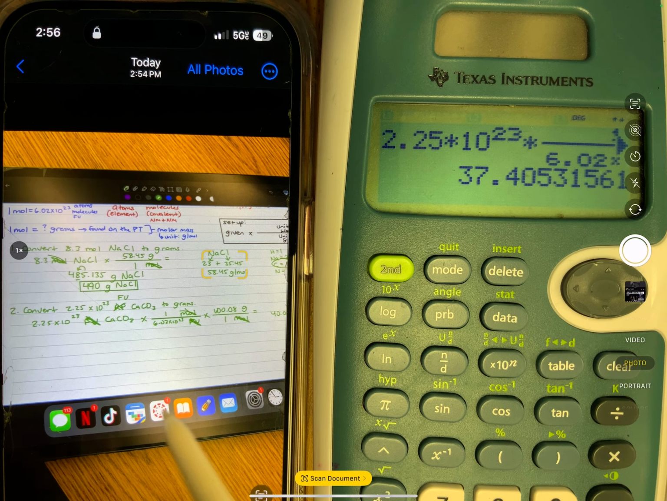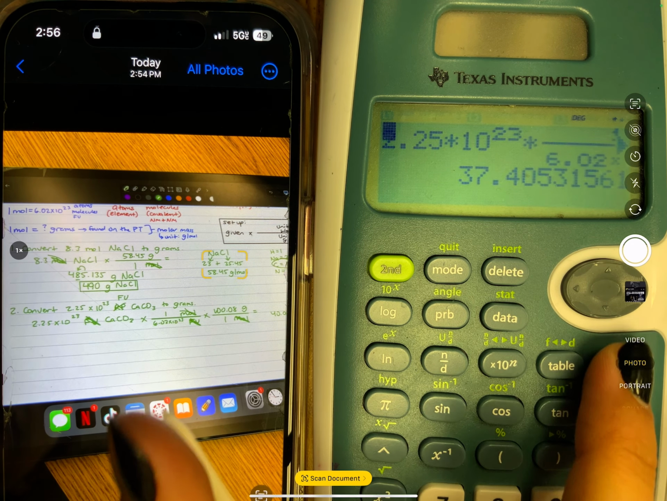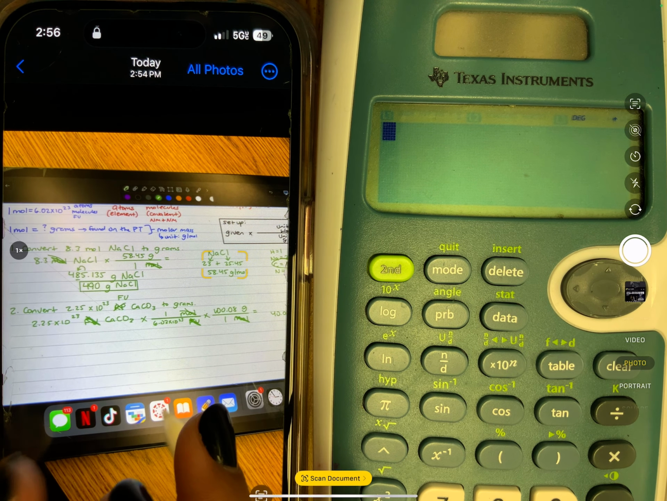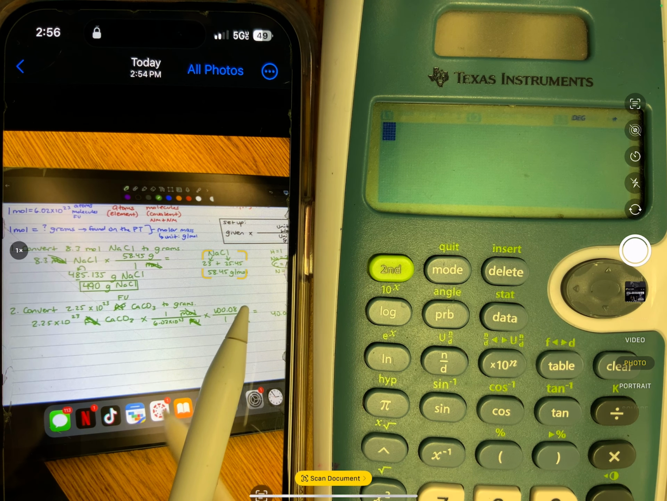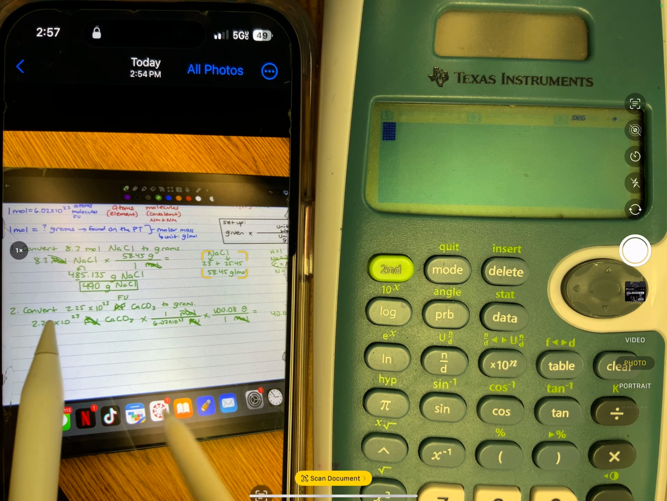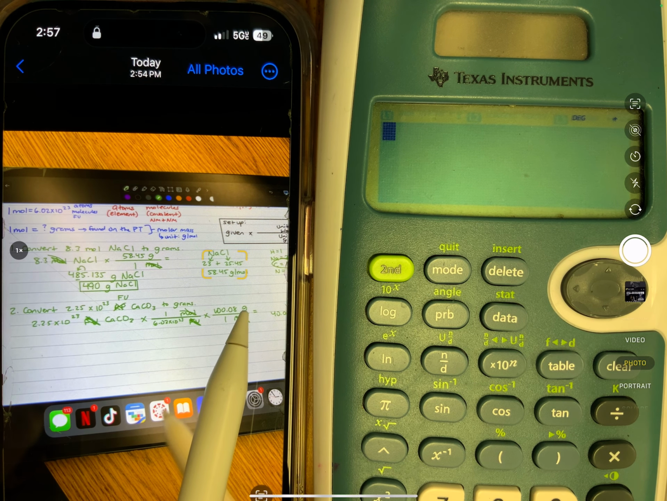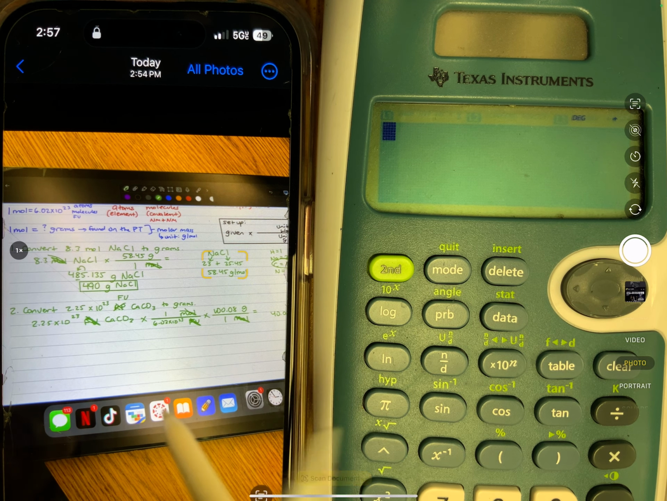How many sig figs should my answer have? Yeah, 3. Beautiful, exactly. Because of the 2.25. Right, because that's the smallest amount of sig figs in the problem. And 6.02 also has 3 sig figs. If you use another calculator, do you multiply the formula unit by the grams? Yeah, so you multiply the whole top first and then divide it. But what about 100.08? That's 5 sig figs. I want the smallest number in my problem, so in my answer.